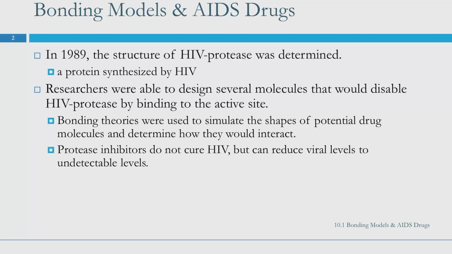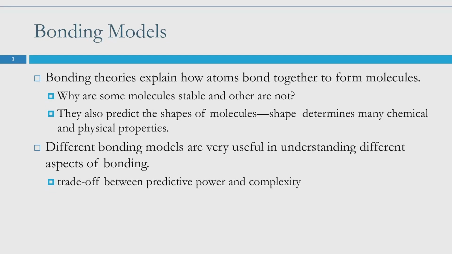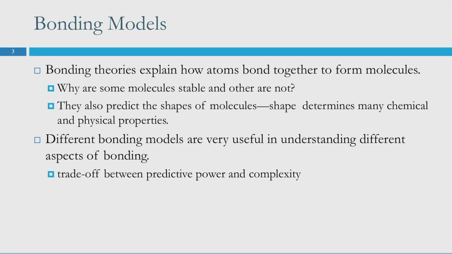We're doing the very most basic level. We're not going to do any computer computations. We're just going to do pen and paper bonding models. So our bonding theories explain how atoms bond together to form molecules. Bonding theories can also predict why some molecules are stable and others are not stable. We can also predict the shape. Shape is actually a very important feature. It determines chemical and physical properties.